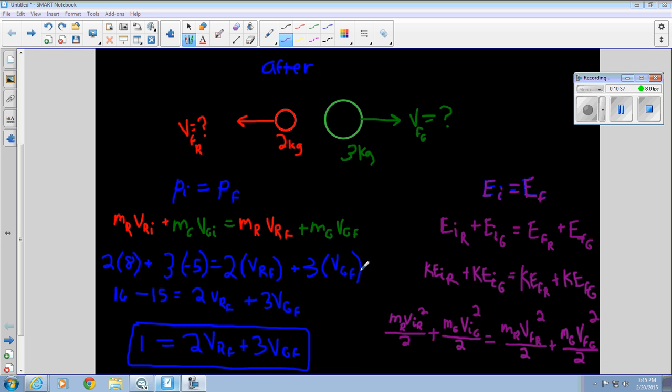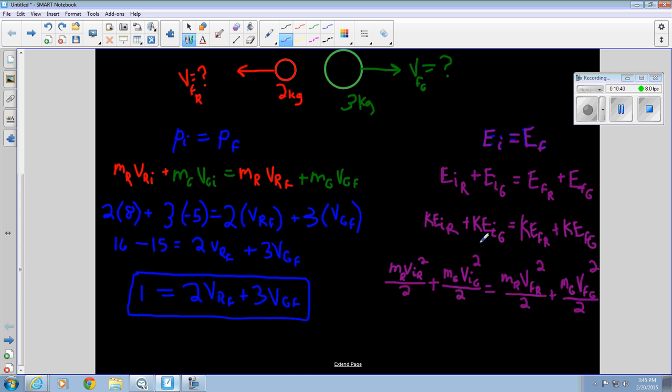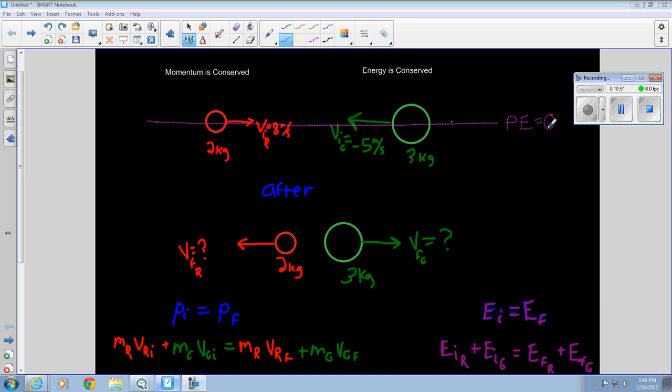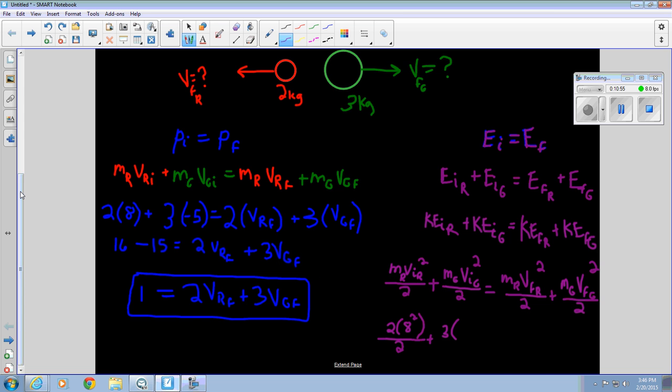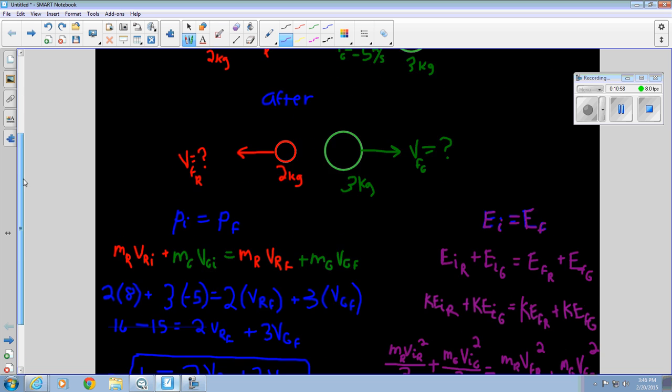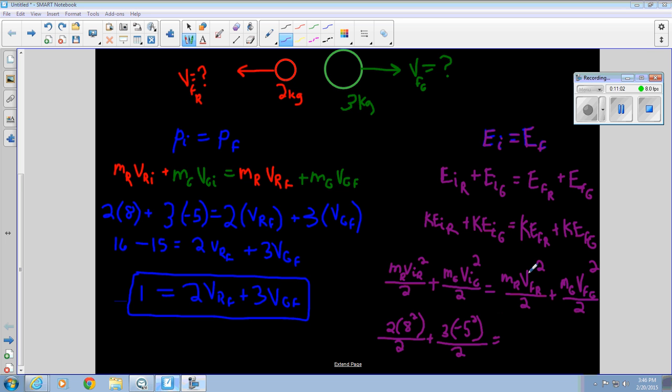And then we'll just put numbers in here and see what equation we get through energy. Plug in numbers. For the first one, we have 2 times 8 squared over 2. The second one, we have 3 for the mass. Initial velocity is -5, and that's squared. And last one, mass of the red ball is still 2. We don't know V final of the red squared over 2. And again, we don't know the velocity final of the green. So we've got another equation with 2 unknowns. Luckily, they're the same unknowns: V final of the red and V final of the green.